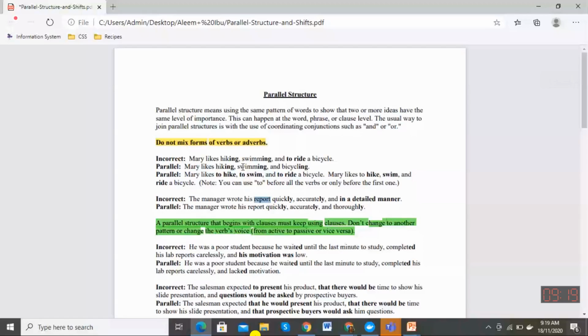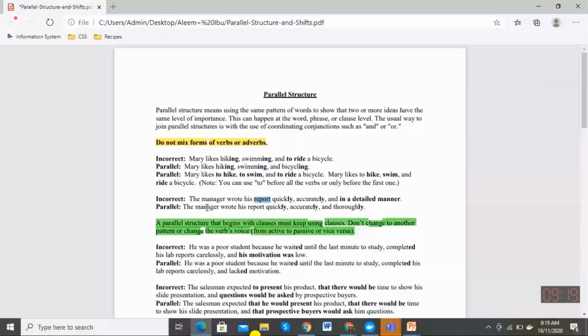The manager wrote his report quickly, accurately, and in a detailed manner. So we could write it: the manager wrote his report quickly, accurately, and thoroughly. So here it's an adverb which is used. If we are using adverbs in the sentence, we could continue this formation. If we are using verbs in some other way, we could continue this from the beginning till the end. आप मेरी बात समझ रहे हैं कि we have to follow the same structure to make it clear and a better presentation.